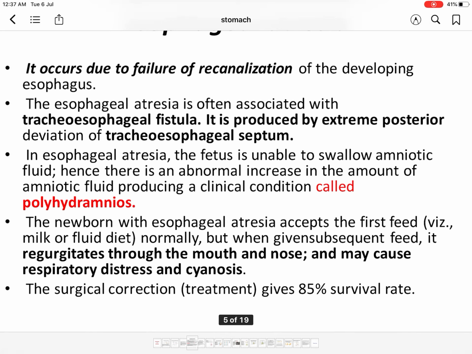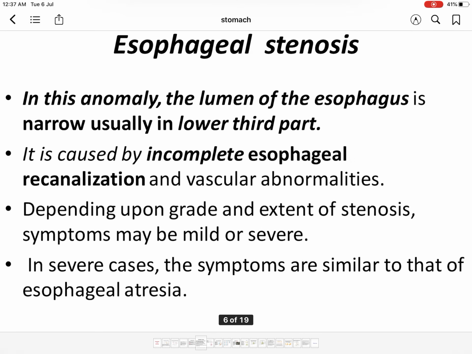And what is the treatment of esophageal atresia? That is the surgical correction, and the survival rate is 85%. So if there is failure of recanalization of the developing esophagus, it will lead to esophageal atresia, and it causes the clinical condition polyhydramnios, and esophageal atresia is usually associated with tracheoesophageal fistula.